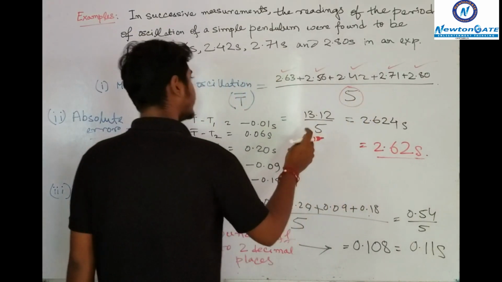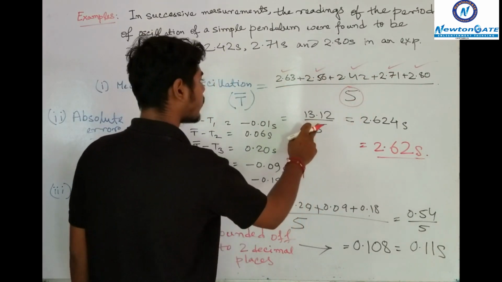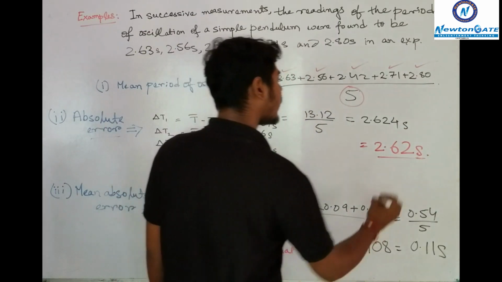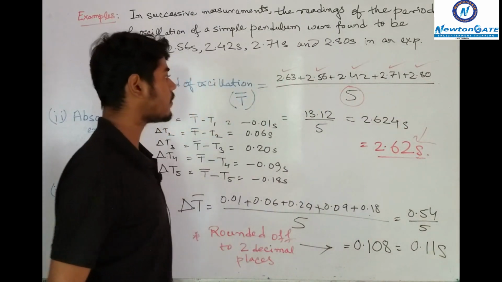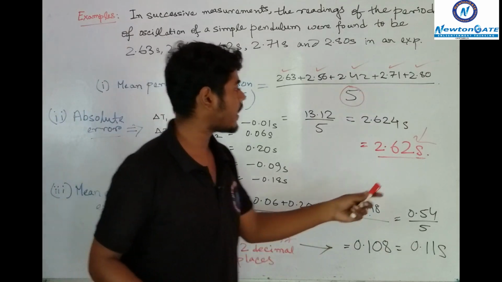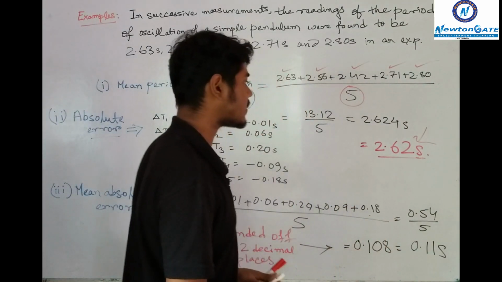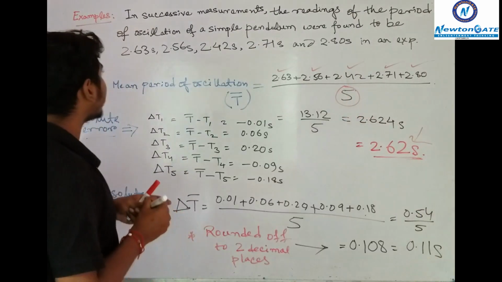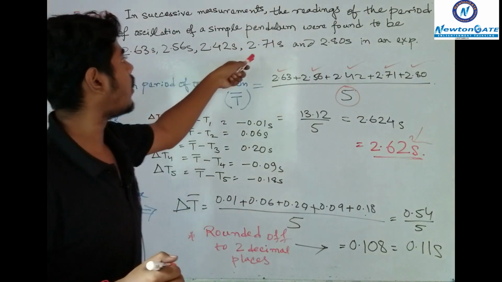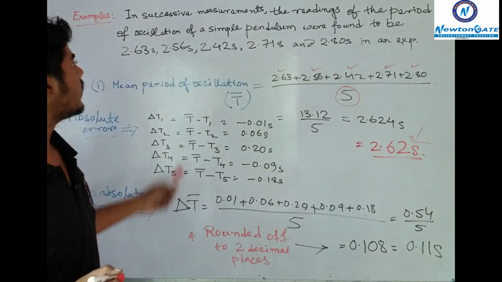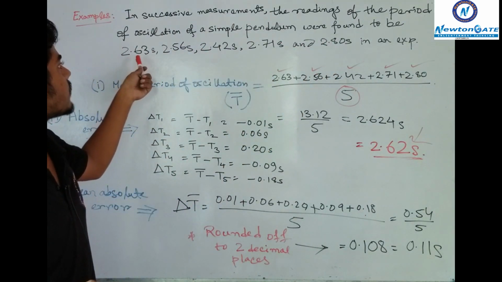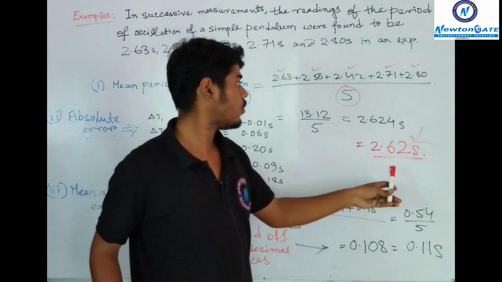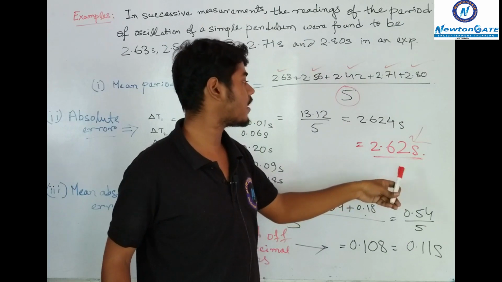By this summation we get 13.12, which divided by 5 equals 2.624 seconds, and rounded off we get 2.62. So we round off to 2 decimal places. Why do we round off to 2 decimal places? Because in the readings, the least number of significant figures is 3. So I have to keep 3 significant figures here.